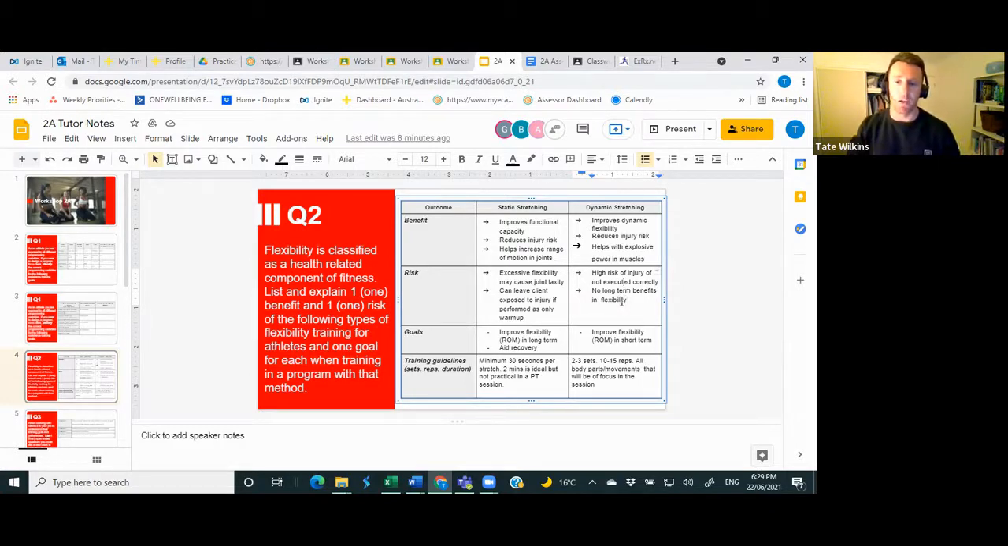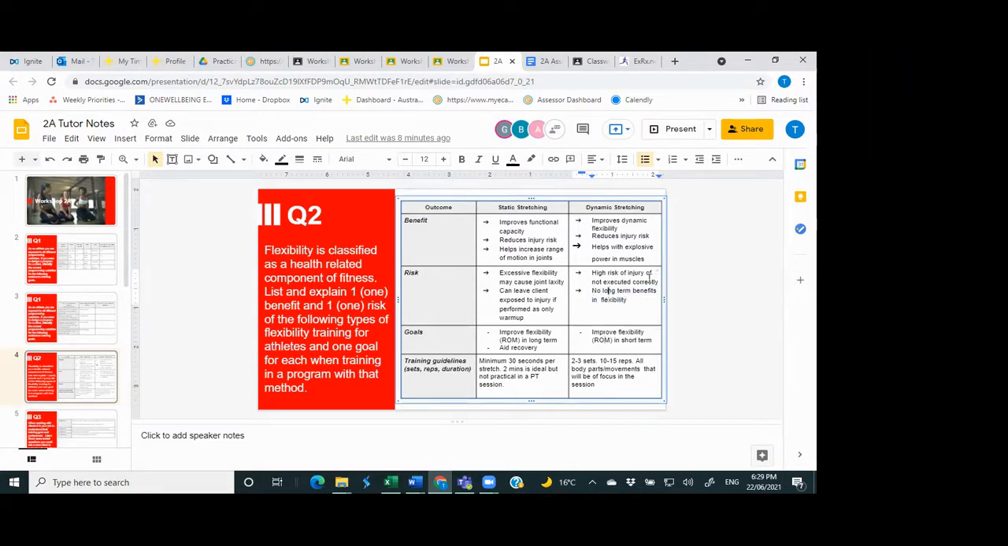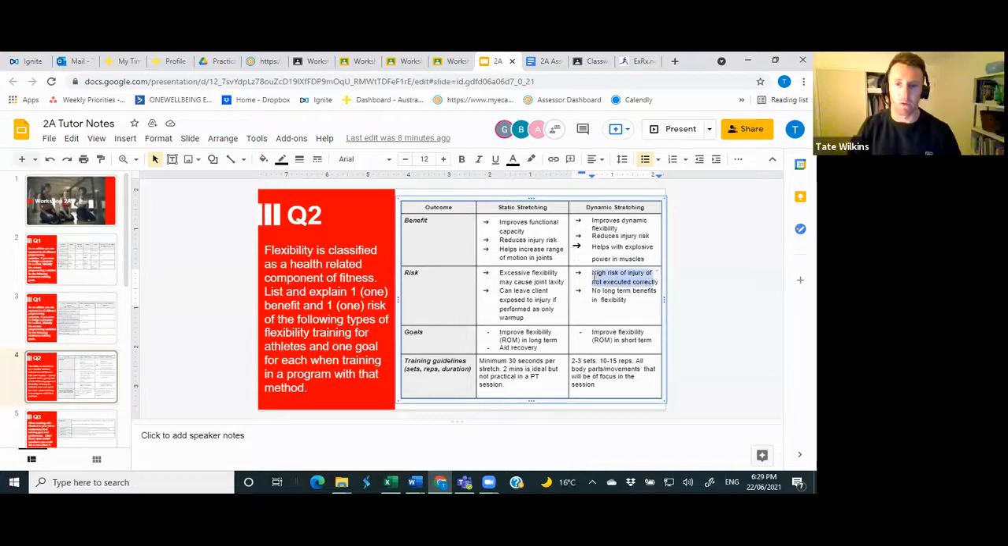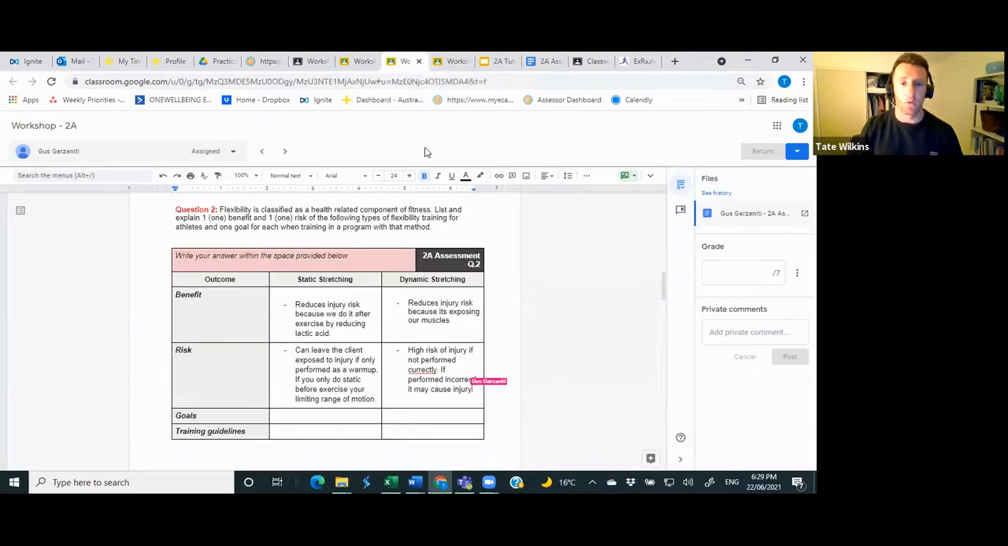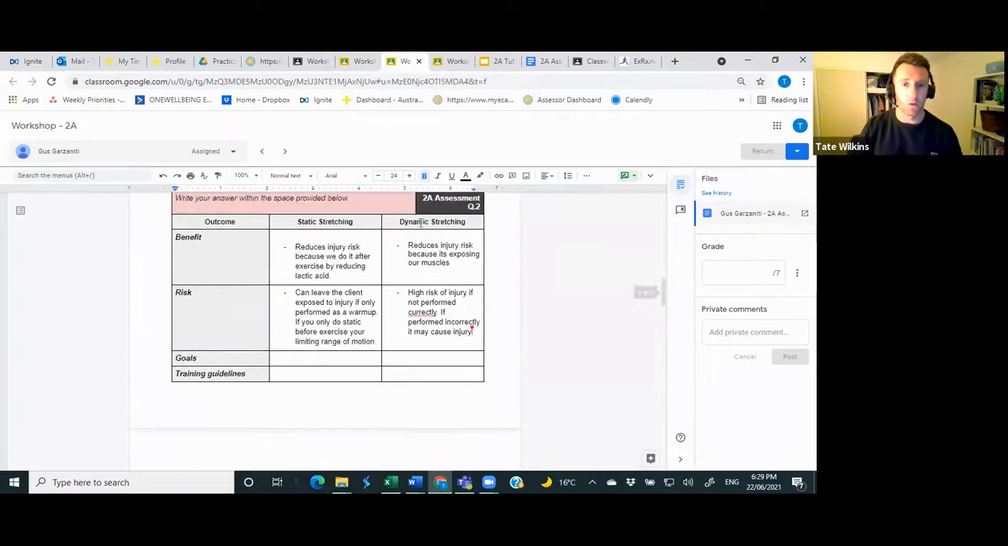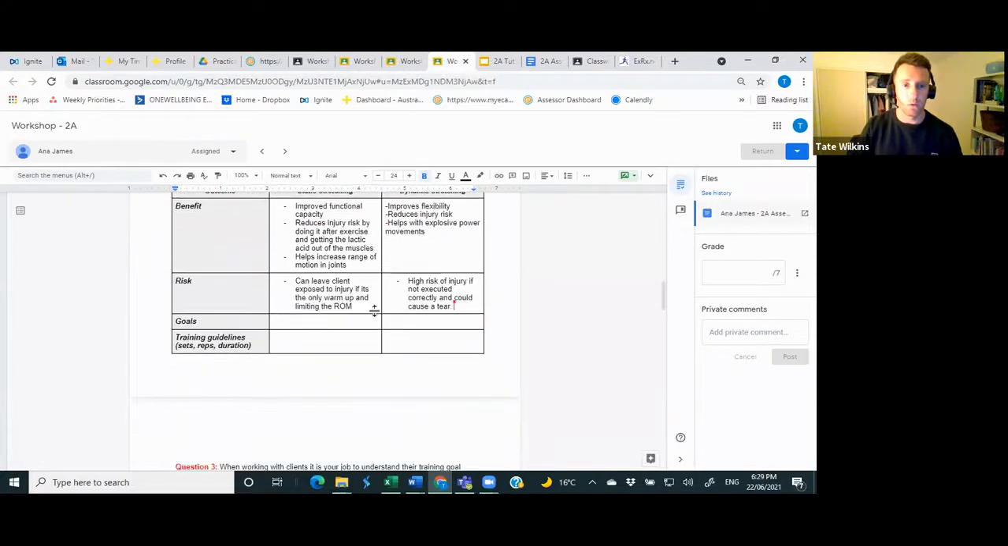And the other risk is, actually, I won't talk about that one because we're going to talk about it in the goals. So pretty much just choose that first one there. High risk of injury if not executed properly. That's pretty much what you've got to say for that one. All right, so with the goals, looks like most of us are up. Good goals.